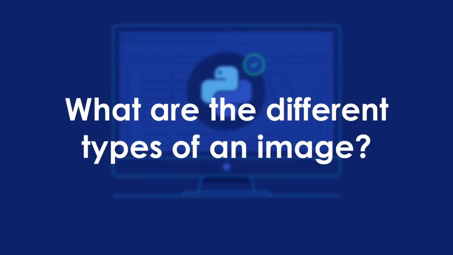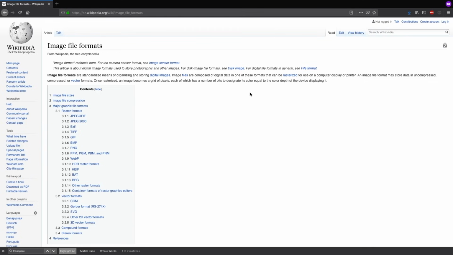In this video, we'll learn what the different types of image file formats are and their details. Image file formats are standardized means of organizing and storing digital images. The image file format is usually identified by the file extension that comes with the file name. An image file format is required to store data in an uncompressed, compressed, or vector format. Once rasterized, an image becomes a grid of pixels, each of which has a number of bits to designate its color equal to the color depth of the device displaying it.